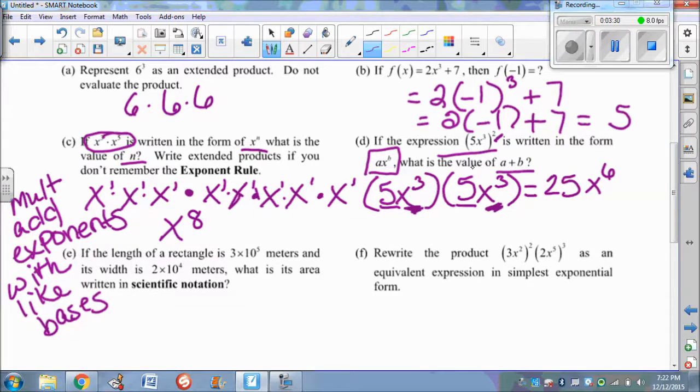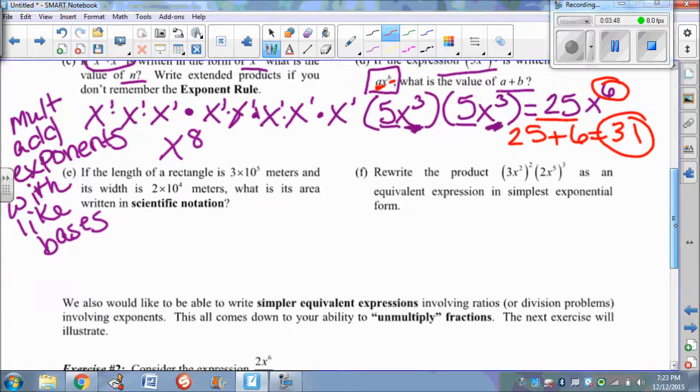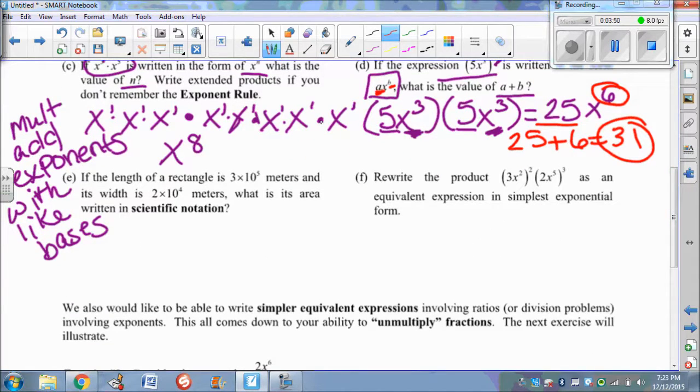Okay, so now it says, what is the value of a plus b? Well, a in my general form is my coefficient, and b in my general form is my exponent. So they're saying, okay, what is 25 plus 6? And our final answer is 31. Okay. So now let's talk a little bit of scientific notation.